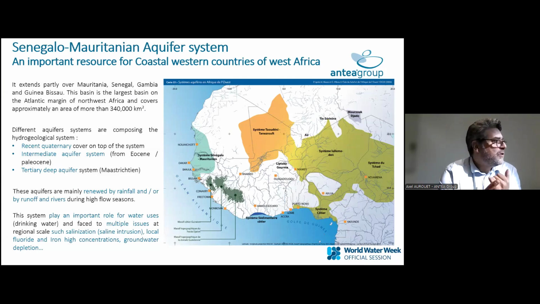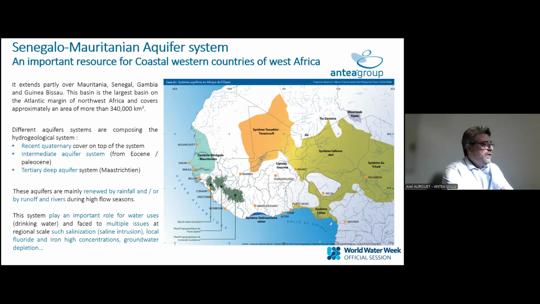So, first of all, we are talking about the Senegalo-Mauritanian aquifer system, which is an important resource for the coastal western countries of West Africa. This map represents the western part of Africa. We have different big aquifer systems, and we see that the Senegalo-Mauritanian aquifer system extends partly over Mauritania, Senegal, Gambia, and Guinea-Bissau. This basin is the largest basin on the Atlantic margin of Northwest Africa, and it covers approximately 340,000 square kilometers. It's a big aquifer system, and part of the most important aquifer system of Western Africa.